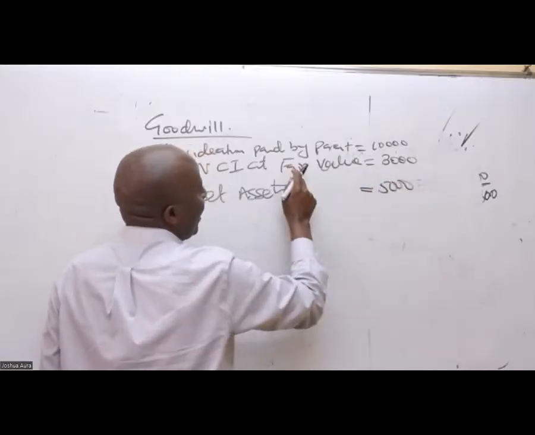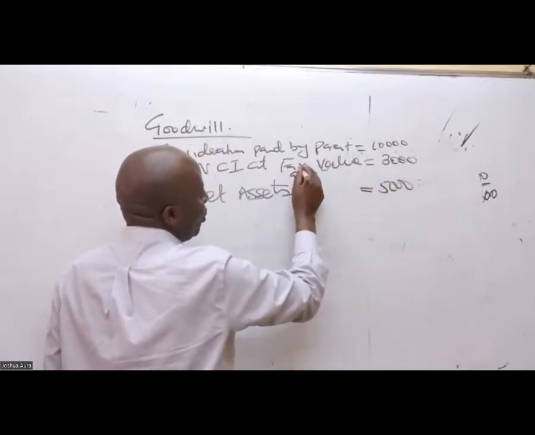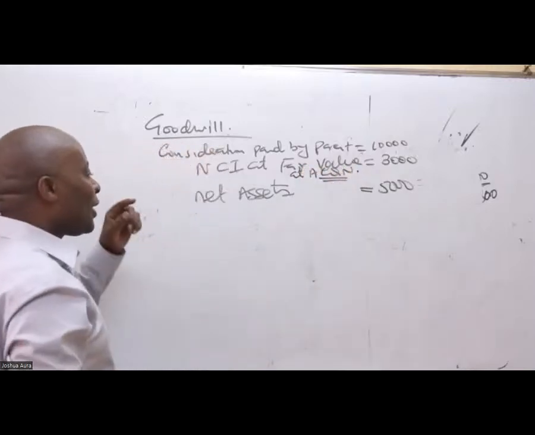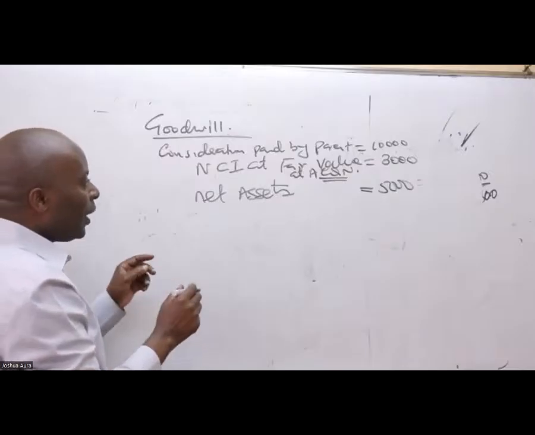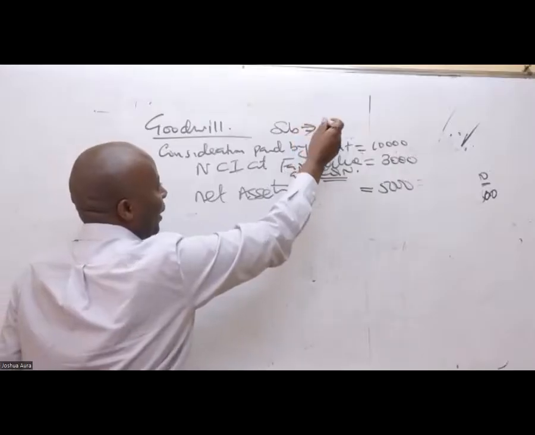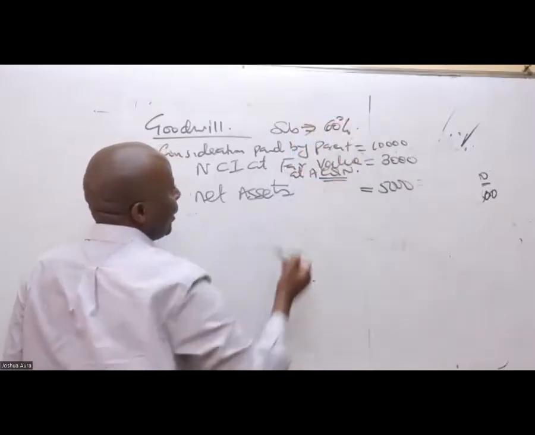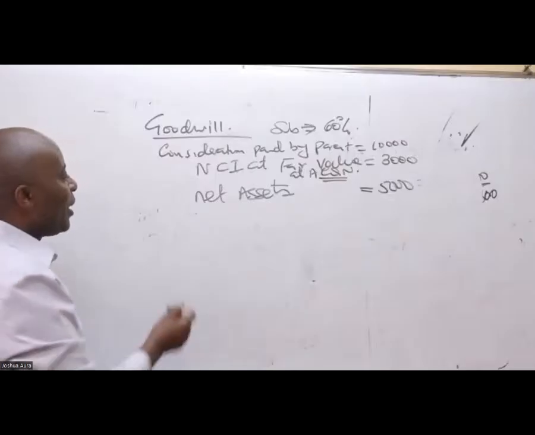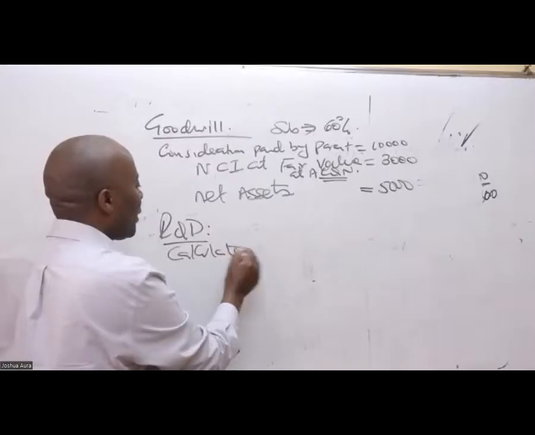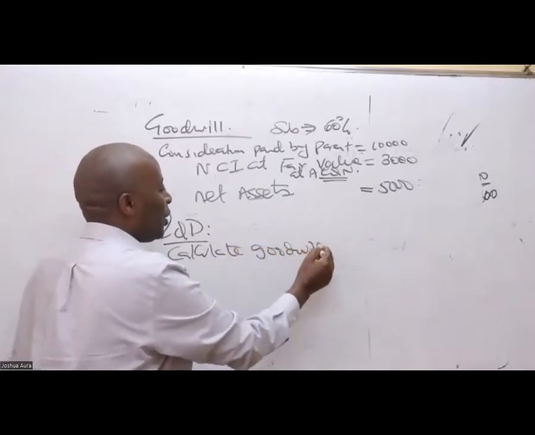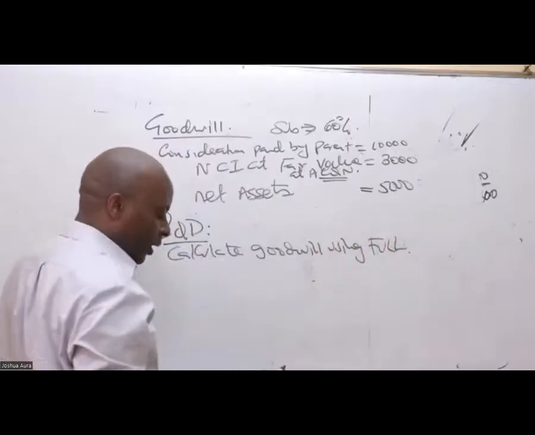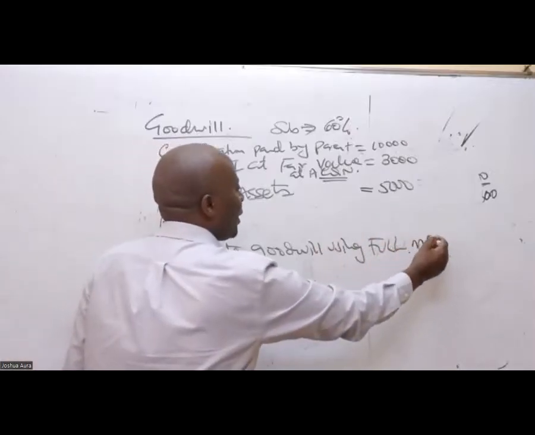So this is NCI at fair value at acquisition, remember. So if, for example, you're given this kind of analysis and the subsidiary is a 60% subsidiary, and then you are required to calculate goodwill using full method.